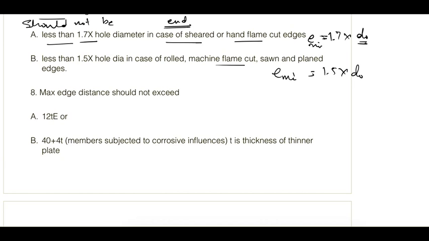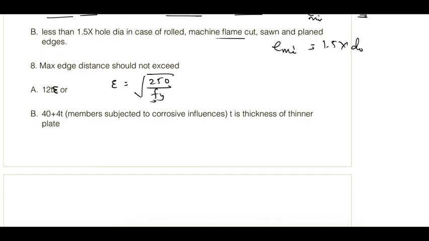And for the maximum edge distance, it says that it should not exceed 12t epsilon, where epsilon is equal to under root 250 upon fy. Fy is the yield stress. So it should not exceed this value, or if it is subjected to corrosive environment, then it should not exceed this 40 plus 4t. t is the thickness of thinner plate.